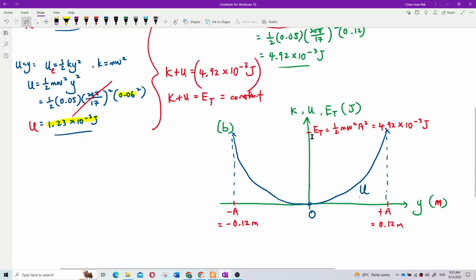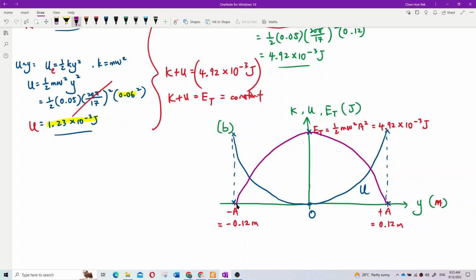It goes to the block. The block gains the maximum kinetic energy at the equilibrium. And then when we go to the amplitude, the block stops for a while, so kinetic energy is 0 at the amplitude. Maybe use another color. What color can I use? Maybe purple.